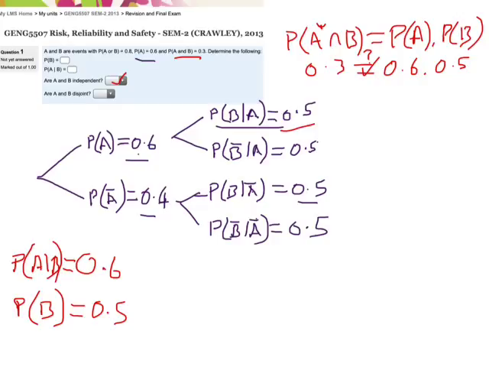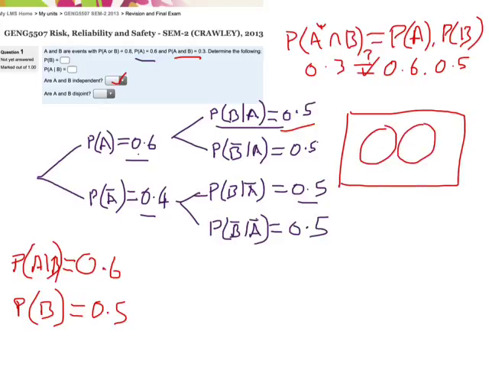Now, are they disjoint? What does disjoint mean? If they're disjoint, that means that A and B do not overlap, which would mean that the probability of A and B would equal 0. Well, quite clearly A and B does not equal 0, so no, these are not disjoint.